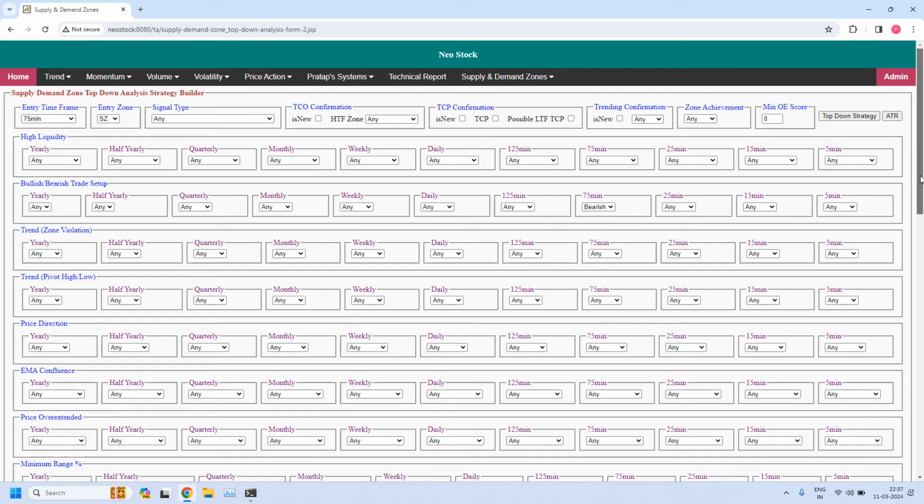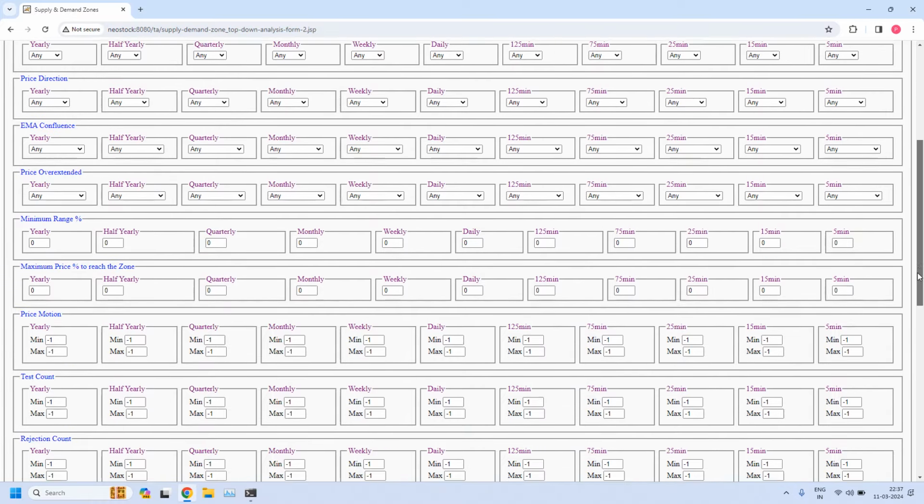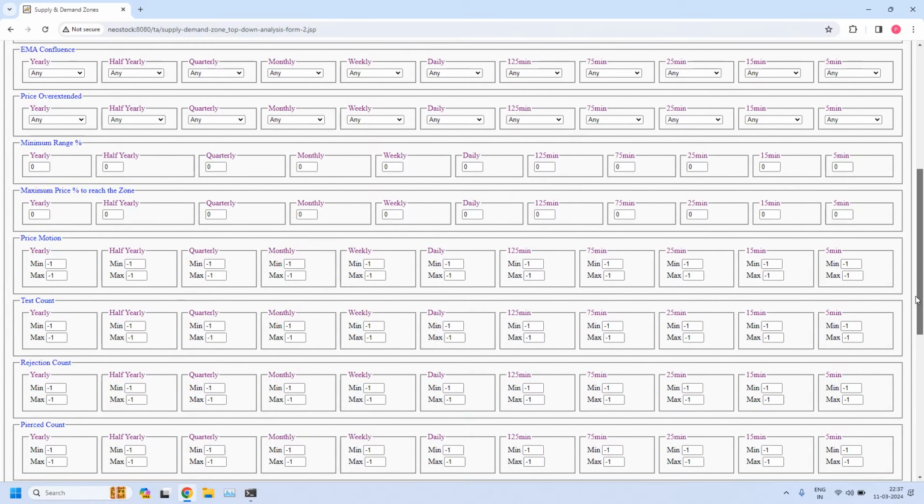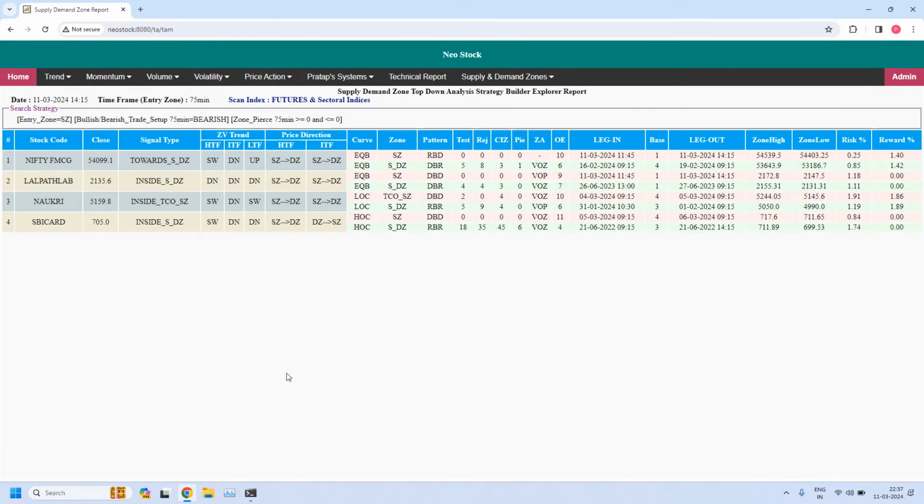We will add only one filter. We don't want pierced zones. So that's why in the last parameter, pierced count at 75 minutes time frame, I am setting minimum value 0, maximum value 0, which indicates pierced count should be 0. So total 4 stocks are filtered.